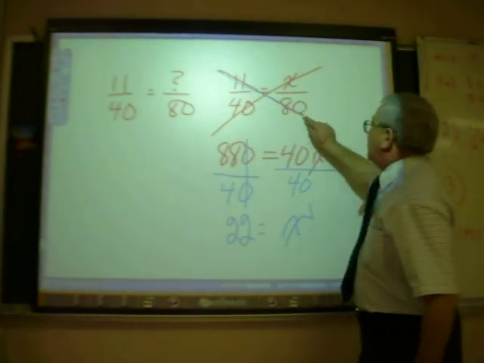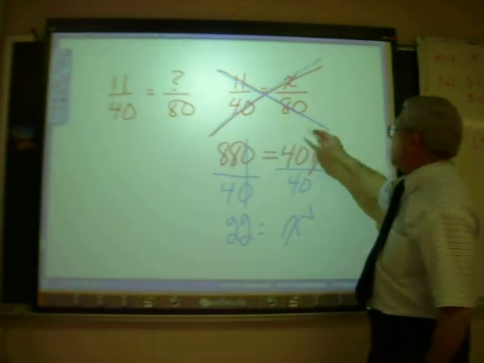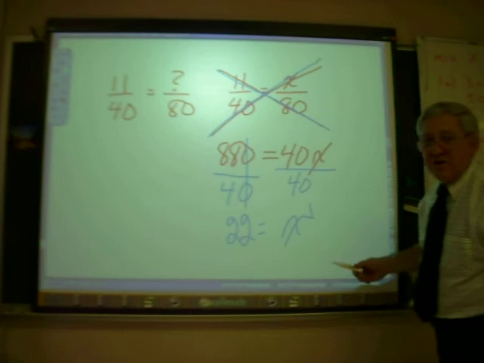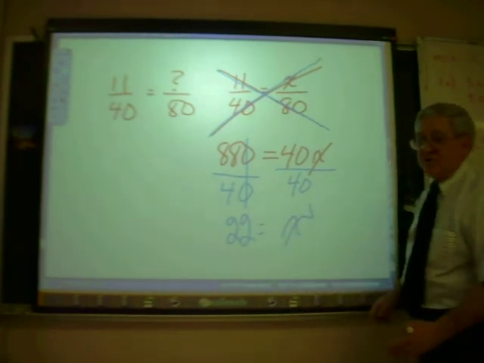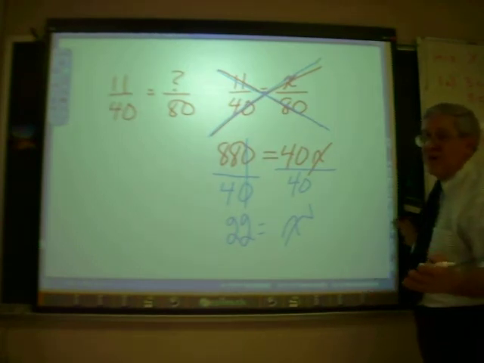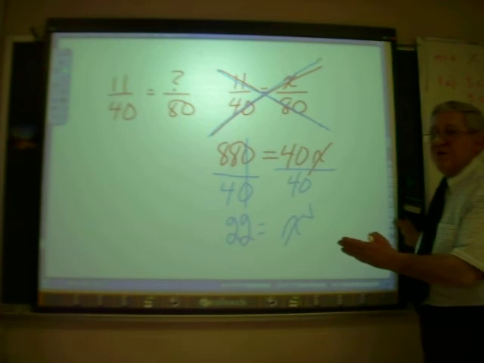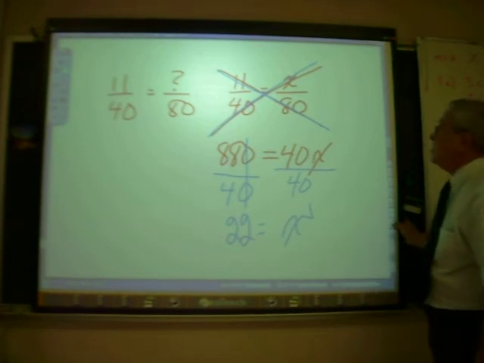Same thing here, same procedure. Upper left to lower right, 11 times 80 is 880. Multiply the other two, 40 times x. Divide each side by 40. X is equal to 22. Simple way of doing it, and everybody on our planet does it this way. If it's a relatively complex problem, you should do it this way also.